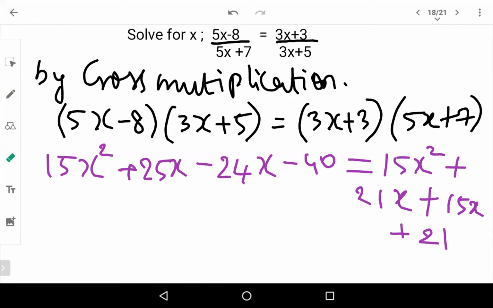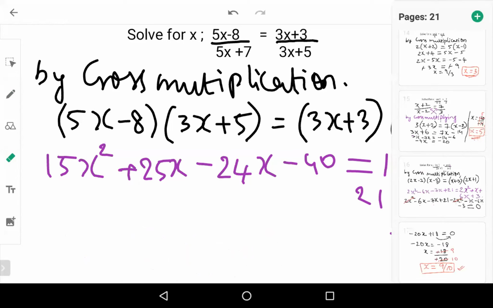Any doubts until here? Let me add a page.